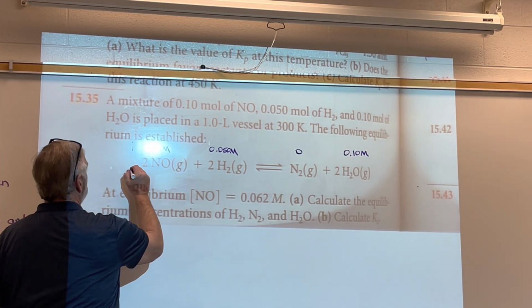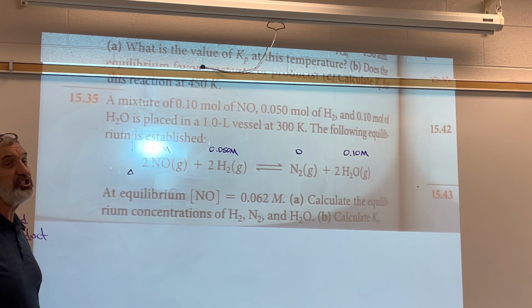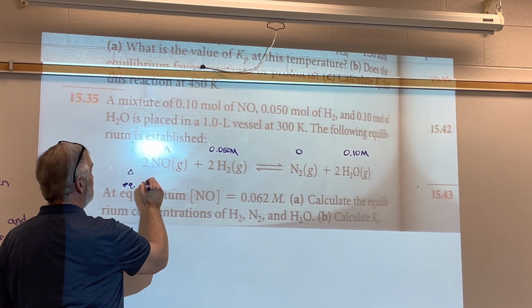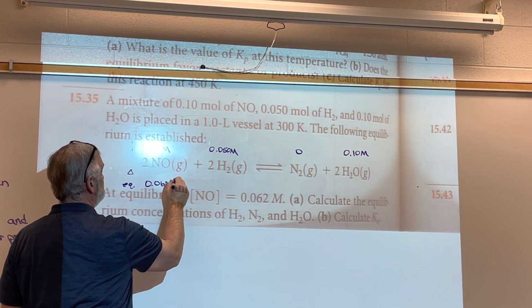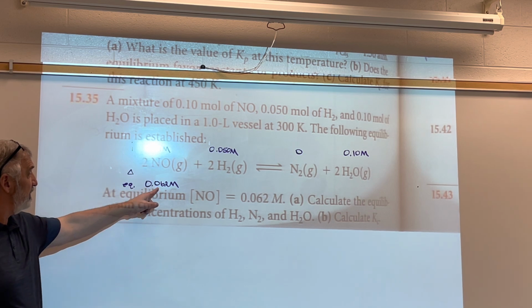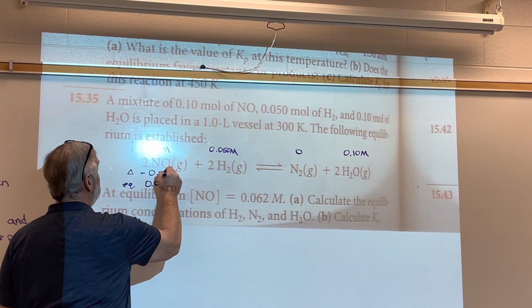So my change, how much is it going to change? That's the C. It's going to go to the right. Well, how much to the right? I don't know how much, but I do know that at equilibrium, my NO is going to be 0.062 molar. So they tell me at equilibrium it is that. Now comes in stoichiometry. If it went from 0.1 to 0.062, what was the change? 0.038, correct. So it is minus 0.038 molar.